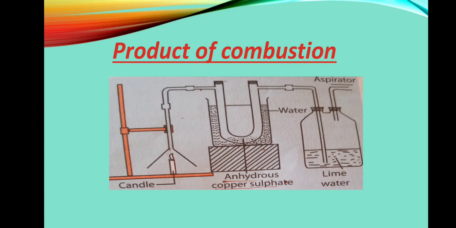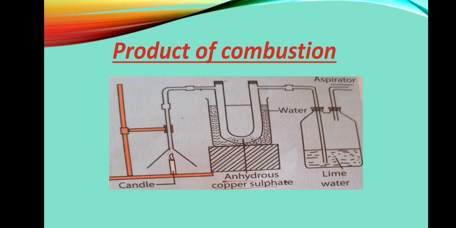Now let's move to the products of combustion. Now you have an idea about combustion. You have an idea about fire. Now you have to know, after the combustion, what are the products. Here this is explained by a practical. There is a stand and here there is a candle. While the candle is heating, that means the candle is on fire. The smoke, that means the fire.